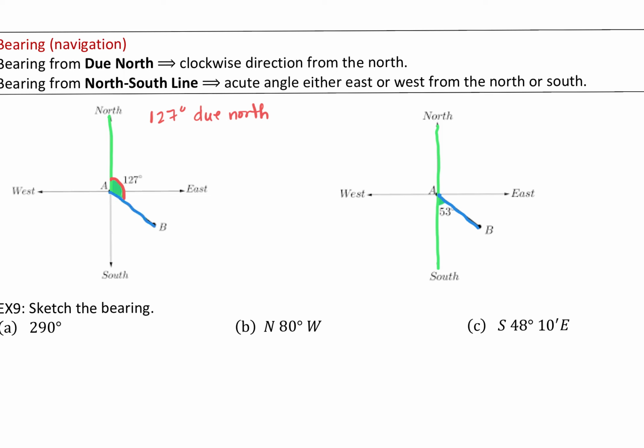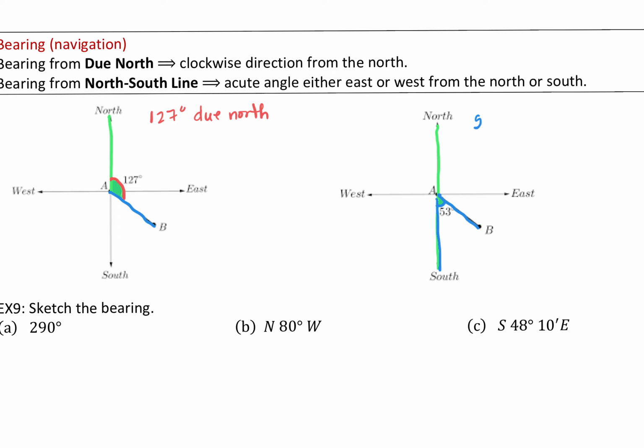Another way I could describe that is choose either north or south. You're going to choose the one that is closest to your object, and that would be south. So from south, if we go 50 degrees towards the east, then that's another way that we can describe that same bearing. So you're going to choose to start with either north or south. You would choose the one that's closest to your angle. So you're going to form an acute angle. In this case, it would be 53 degrees.